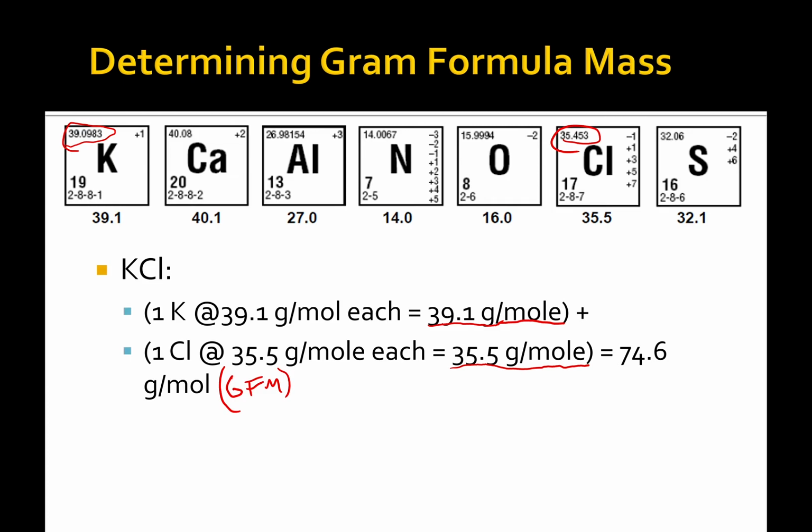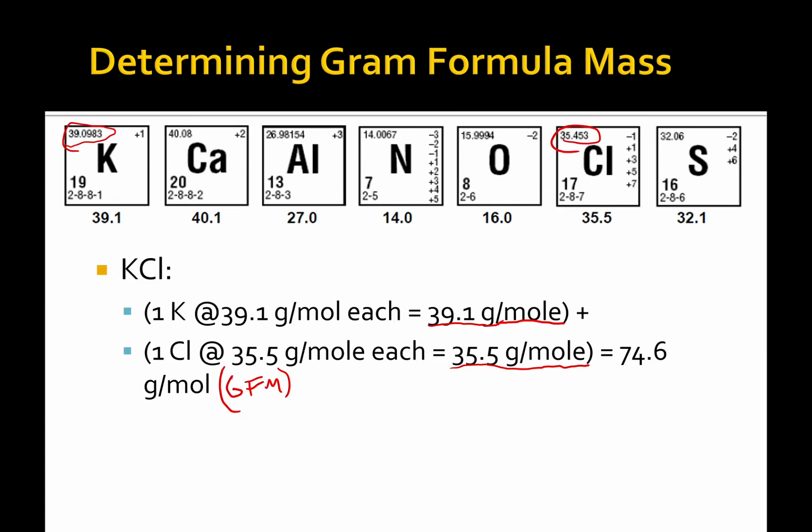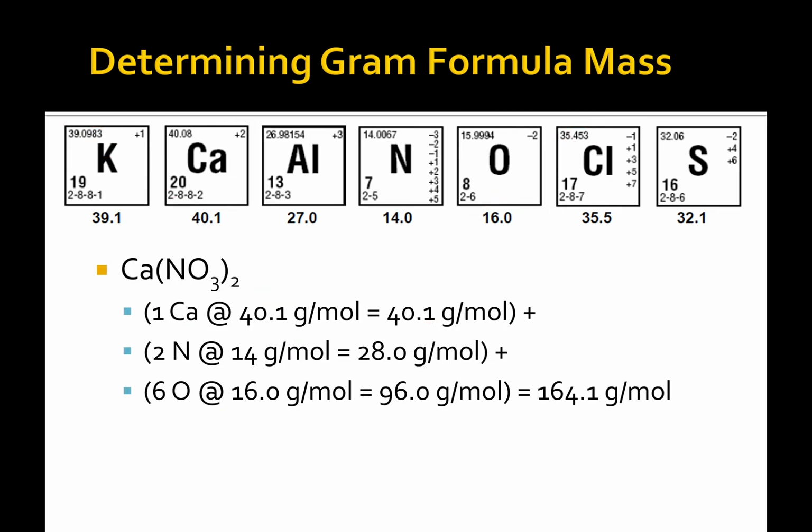So we're multiplying the number that we have from our formula, in this case 1, by the mass of that particular element, and then we're adding the totals together. Calcium nitrate. So we're going to combine figuring out our moles of ions here with the atomic mass.